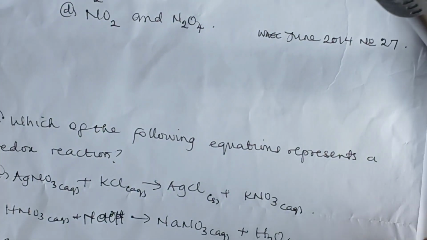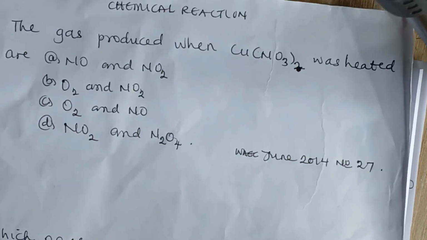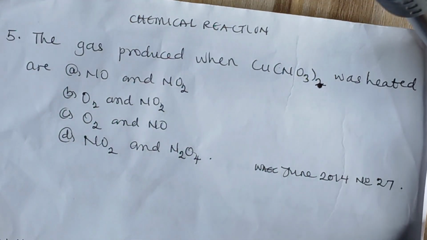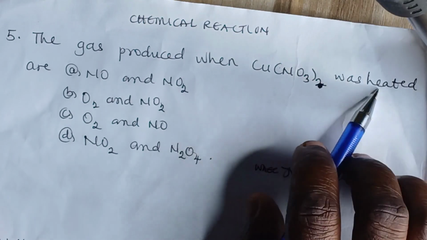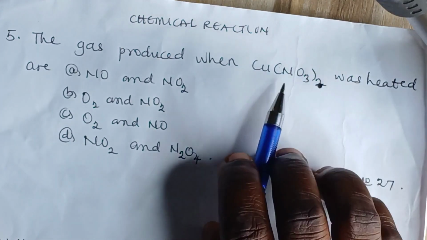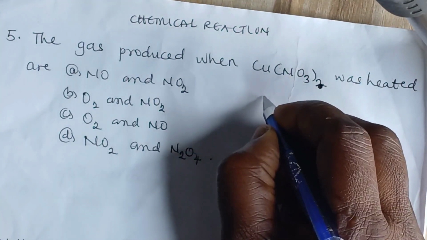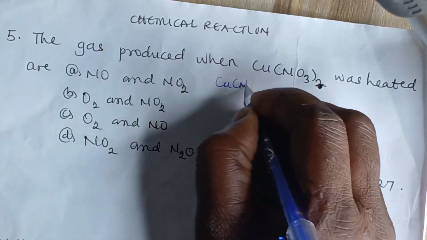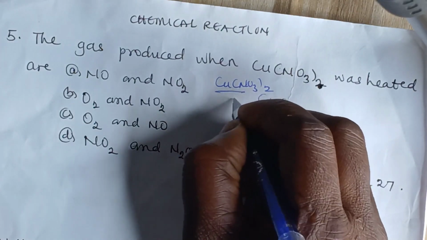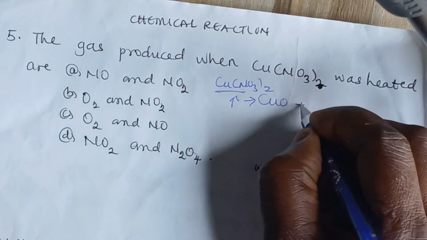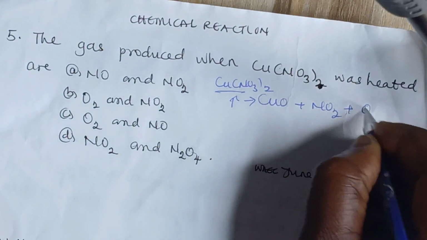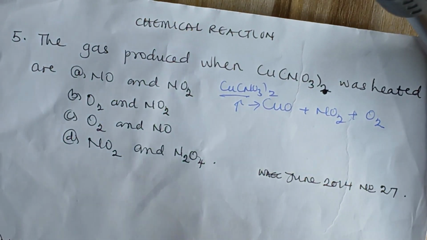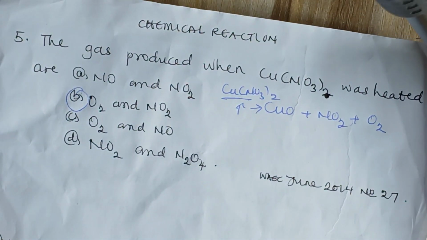The next one: the gas produced when copper trioxonitrate 5 was heated. When copper trioxonitrate 5 is heated, we usually get copper oxide. This is thermal decomposition. When they are heated, we get copper oxide, nitrogen oxide, and also oxygen. So the answer here is B.